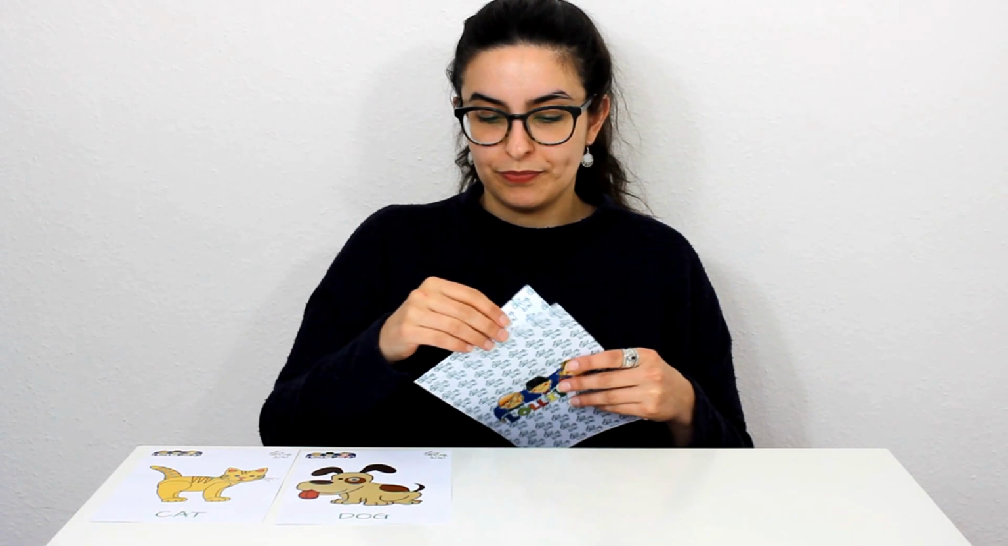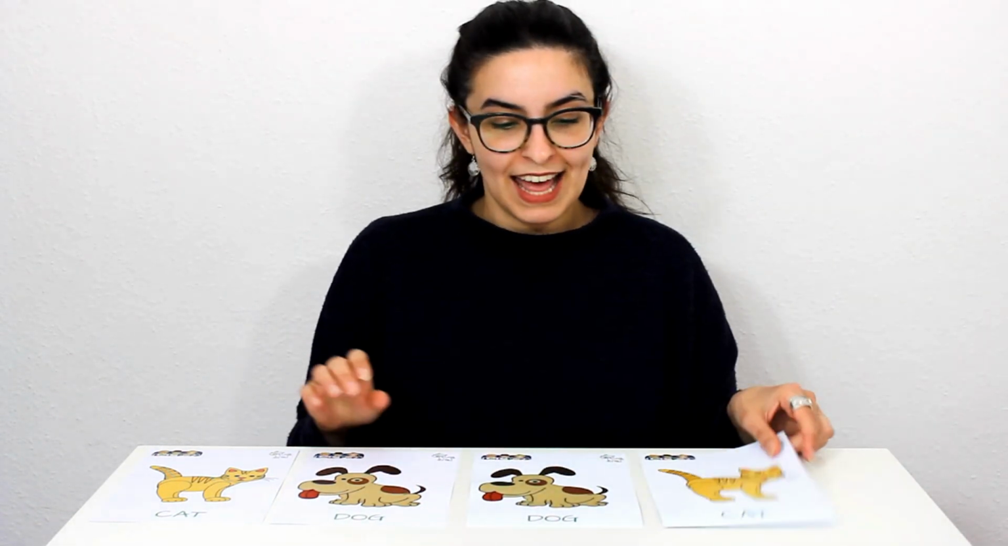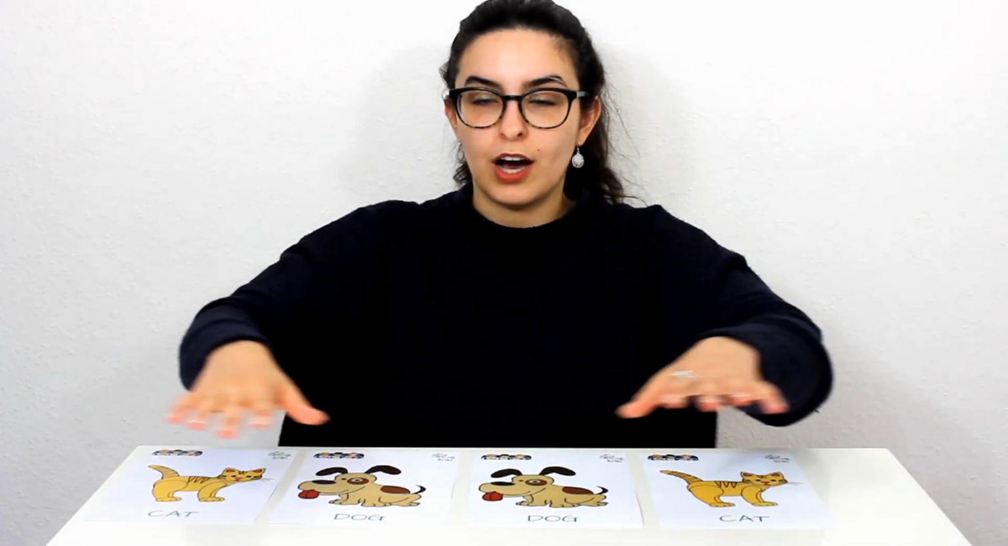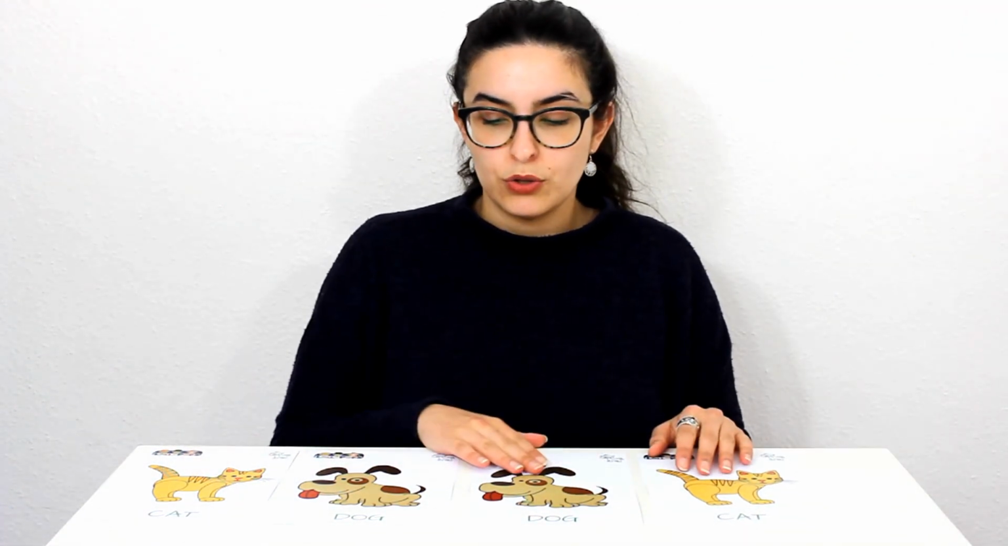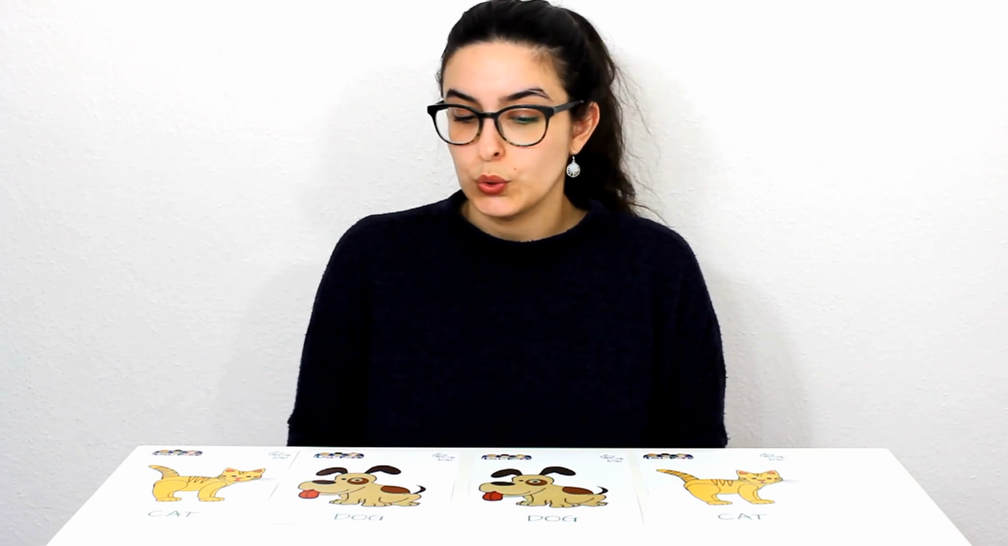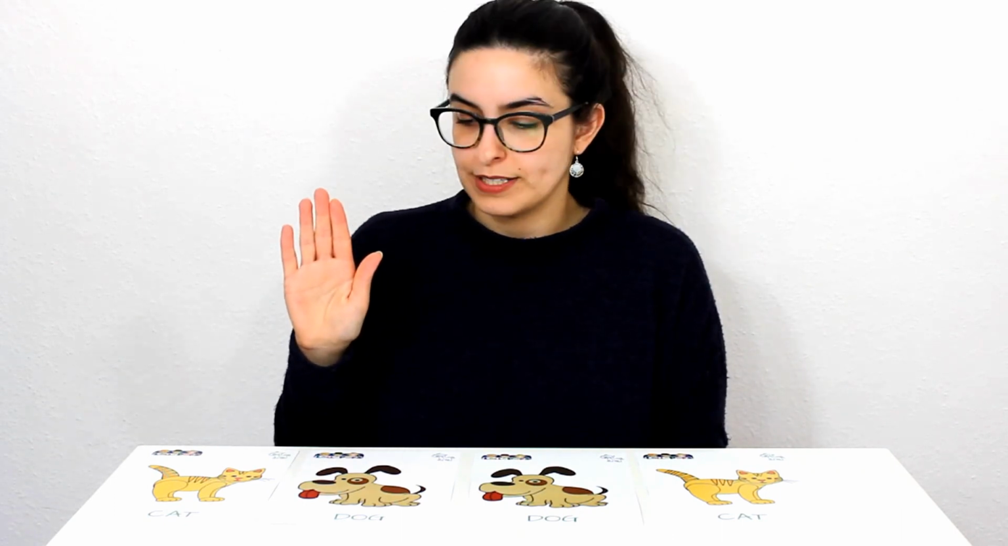The last game that we're going to play is called Snap. And this game we can play with as many cards as we like. So we've got our cat, the dog, another dog, and another cat. Now, when you have all of your cards on the table and you've gone through all of their different names, you can ask the children to put their hands on the dog, for example.